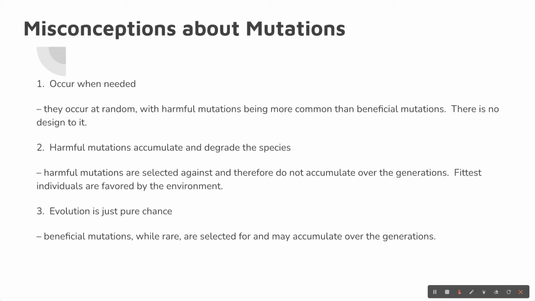Another one would be that harmful mutations accumulate and degrade the species. They don't actually do that. Harmful mutations are selected against and therefore do not accumulate over the generations. So the people with any of the traits that are harmful will be selected against. Those are the ones that aren't going to reproduce in the population of animals.